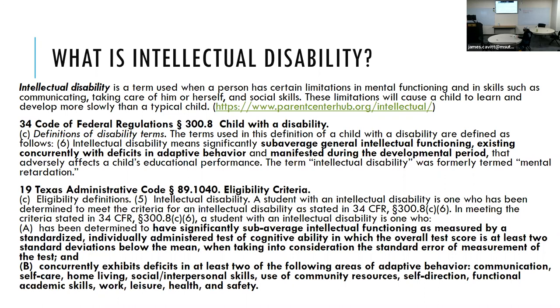Now let's look at the Texas Administrative Code. Intellectual disability. A student with an intellectual disability is one who has been determined to meet the criteria of intellectual disability up here and has been determined to have significantly subaverage intellectual functioning. Before we read on, let's just talk in here for a second. What does significantly subaverage intellectual functioning mean? What does that mean to you? Does that have any kind of meaning to you? So let's unpack that a little bit.